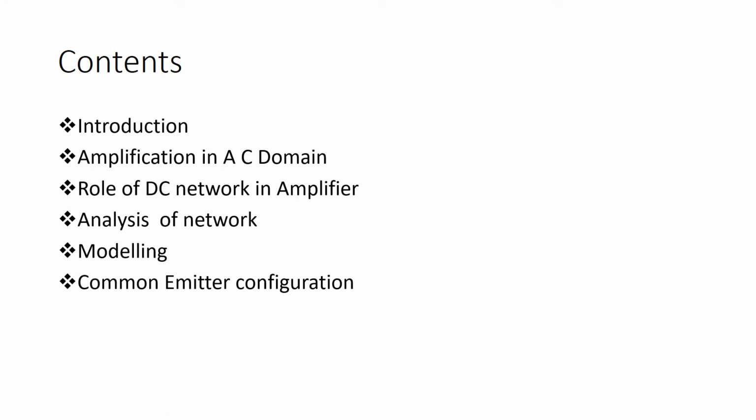Out of the various configurations that you have come across, that is common emitter, common base and common collector, you are using the common emitter configuration. In common emitter configuration we are using two biasing types, that is common emitter bias and common emitter voltage divider bias.